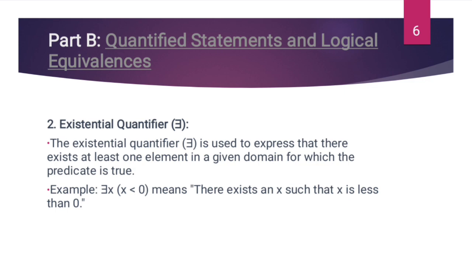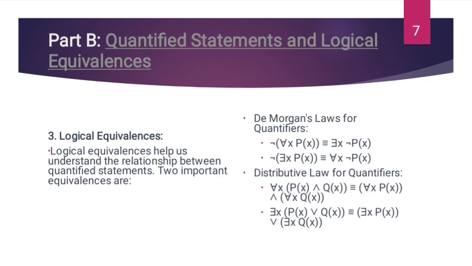The existential quantifier, E, but reversed in symbol, is used to express that there exists at least one element in a given domain for which the predicate is true. For example, there exists x such that x is less than 0. So this means that there exists an x such that x is less than 0.